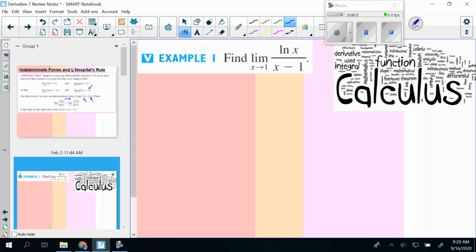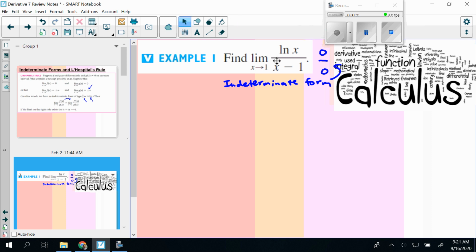Let's try one out here. Find the limit as x goes to 1 of natural log of x over x minus 1. If we were to plug in 1, we get 1 minus 1 is 0 on the bottom. Natural log of 1 is also 0. So right away we have this indeterminate form of 0 over 0.